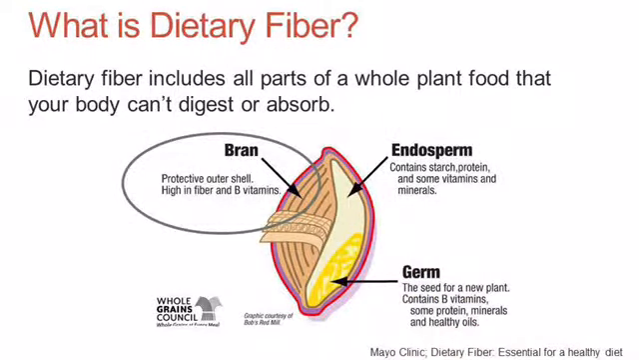So what exactly is dietary fiber? Dietary fiber includes all parts of a whole plant food that your body cannot digest or absorb. If we're using this diagram here as one example of a whole grain, you've got three different main components of that grain. You've got the bran, the endosperm, and the germ. So the portion that we cannot actually digest or break down and passes through the body undigested is the bran, which is that outer protective coarse shell of that whole grain.